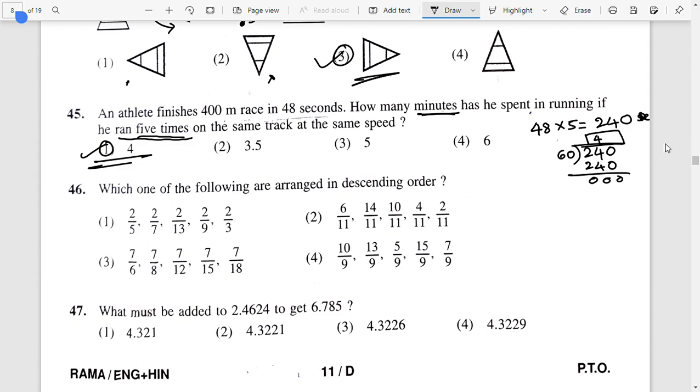Now next question. Which one of the following are arranged in descending order? Descending means it is a decreasing order. So here 2 by 3 is a greater value. So this one is not correct. Here increasing, decreasing is there, not correct. Here the numerator values are same, denominator values are increasing. So it means the values are decreasing here. Here increasing. So option 3 is the right answer.